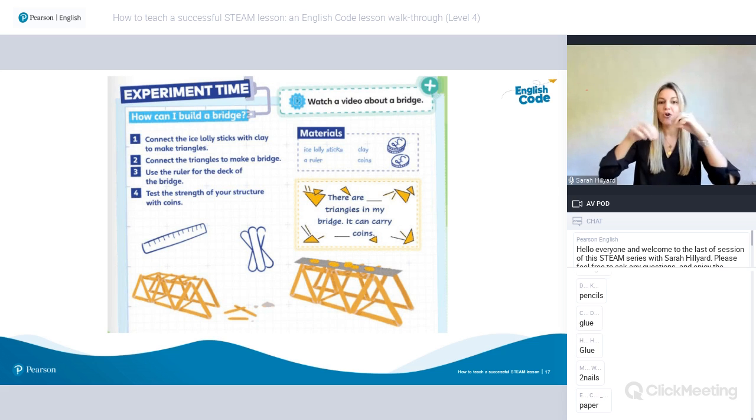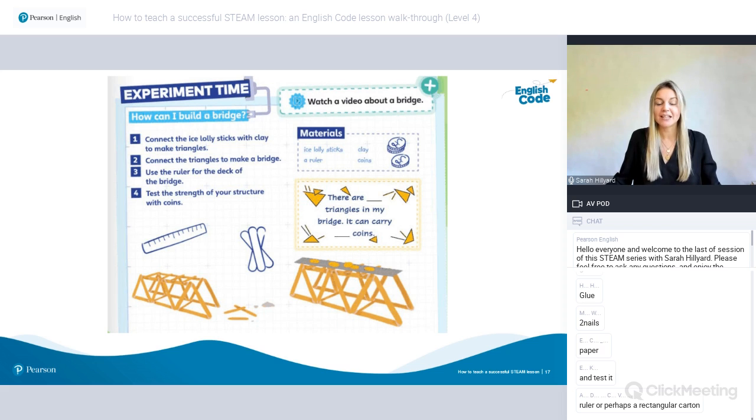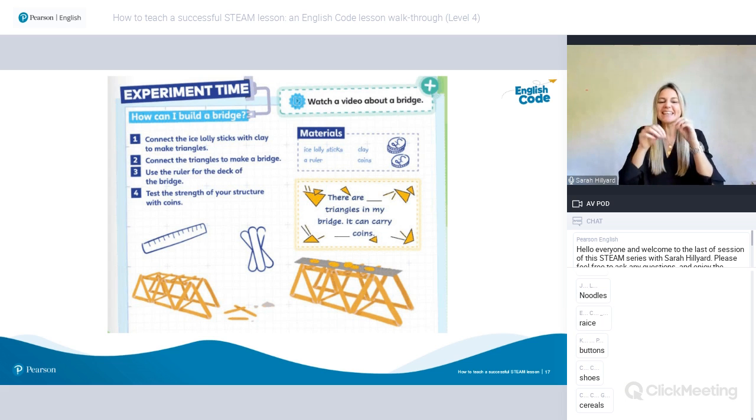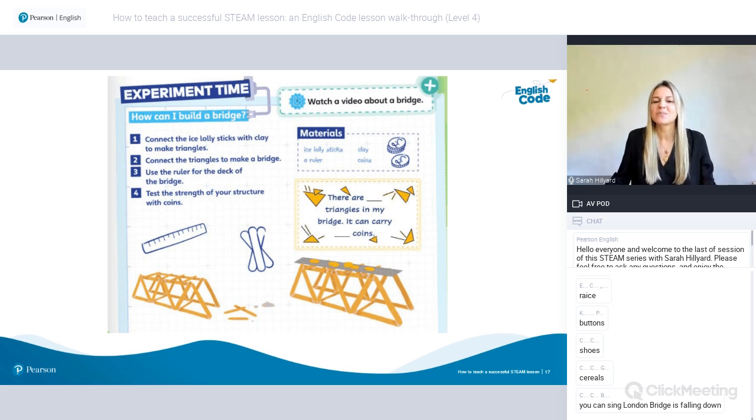And we need coins to test the strength. If it's not coins, what could we use? We could use nails. We could use noodles. We could use beans, anything small, rubbers, pebbles. Good. Anything small that you can put, cereal, anything that you can put on it that's nice and small, and you can count how many of those you can fit on your bridge. Good. Toys that are small, little cars.